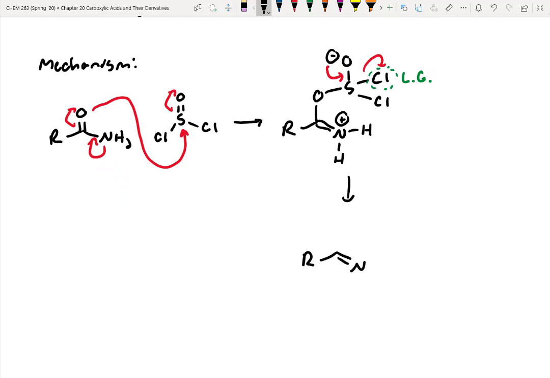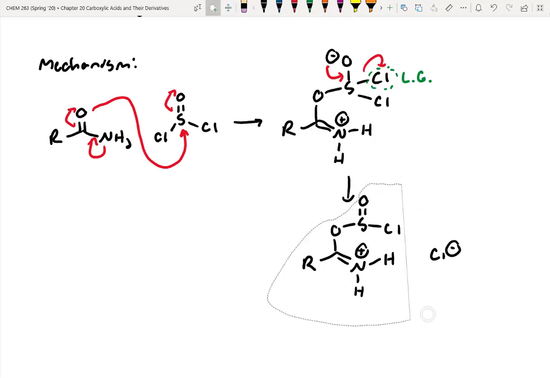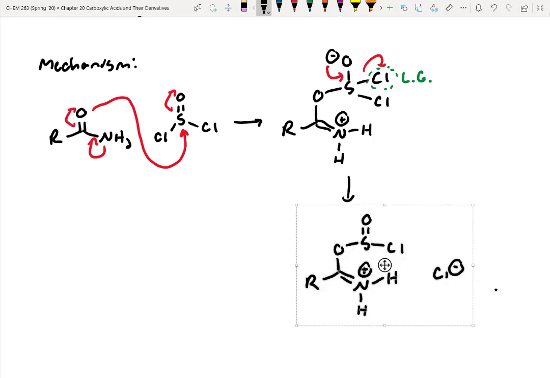We still have this carbon-nitrogen double bond. That nitrogen still has a positive charge. Let me fix this R here. We still have this bond to oxygen, but now the sulfur's got a double bond to oxygen, and we still have one chlorine left over. The chloride that was kicked off is going to float around in solution, and I'm just going to go ahead and scoot everything down a little bit. All right, so we've got this intermediate now.